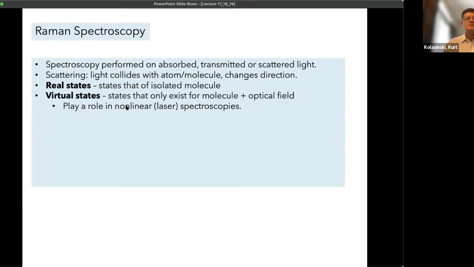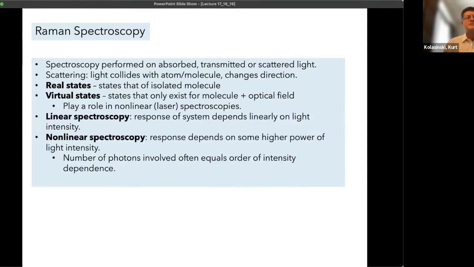These nonlinear spectroscopies are often encountered when we do laser spectroscopy because of the high intensities we can get from lasers. So linear spectroscopy, what do we mean by linear? The response of the system depends linearly on the light intensity. So UV-vis absorption or fluorescence, the way you've done fluorescence on the Eclipse, those are linear spectroscopies. You get more fluorescence if you add more light in as excitation, and you get a linear response, a first order response.